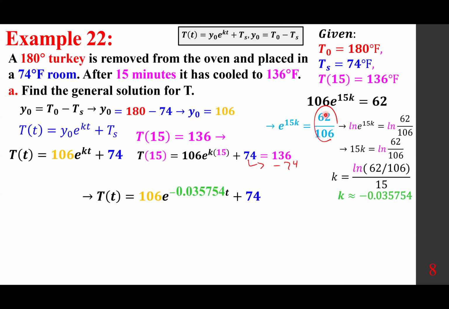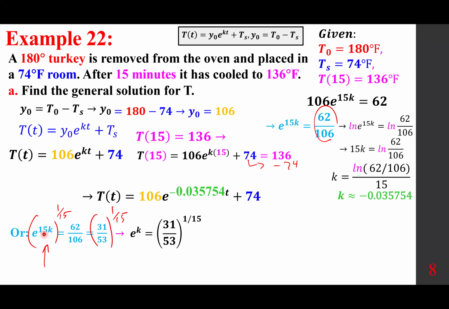So over here, e to the power of 15k is 62 over 106, or 31 over 53. So if I raise both of them to the power of 1 over 15. Why 1 over 15? Because I want to get rid of the 15. I get e to the power of k.